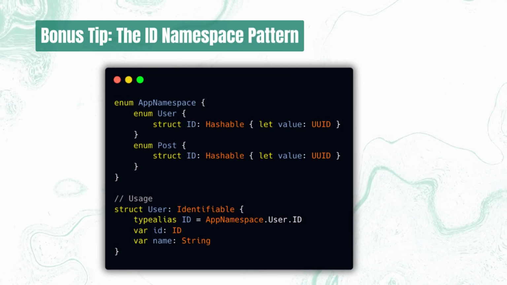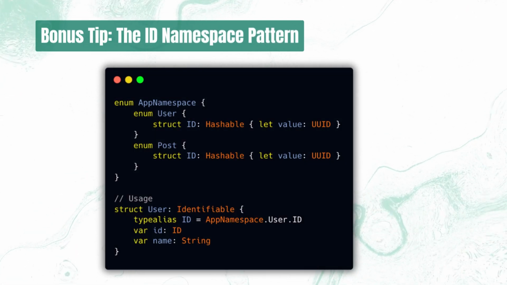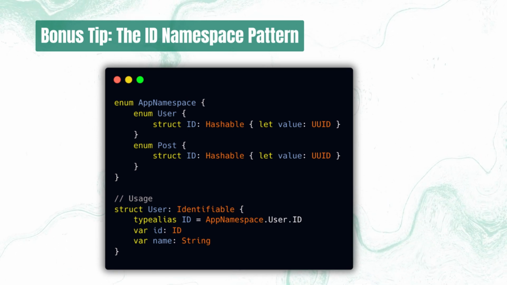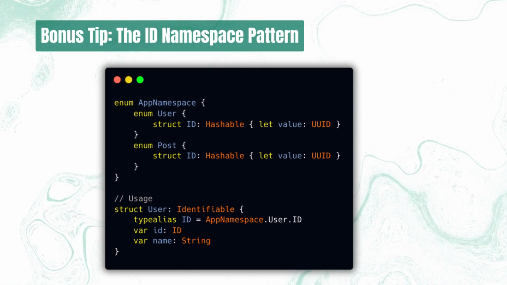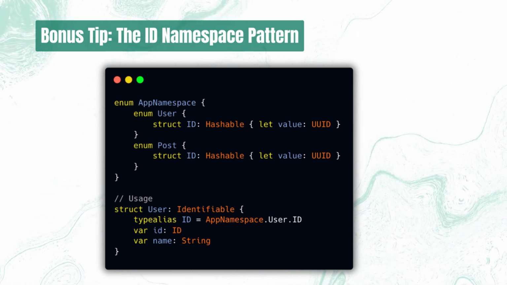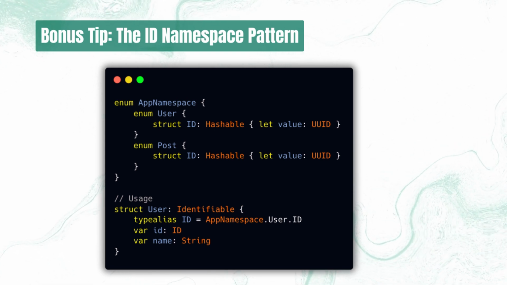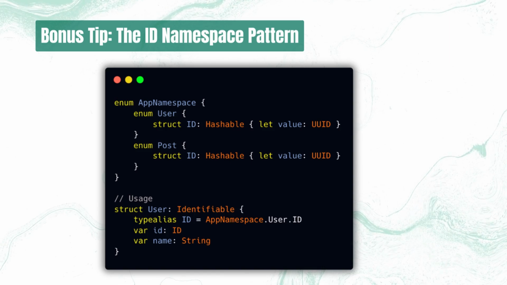Bonus tip, the ID namespace pattern. Here's a pattern few developers know about, using enums to create namespaced IDs. This pattern provides maximum type safety while keeping your code organized and readable. It's especially helpful in large apps with many entity types.